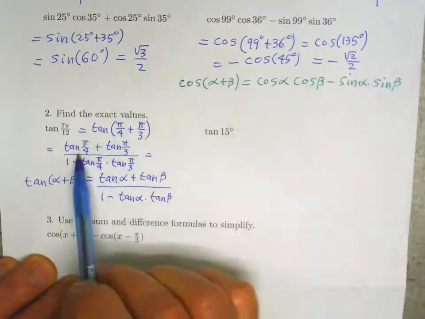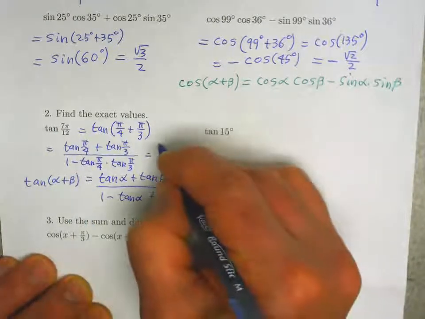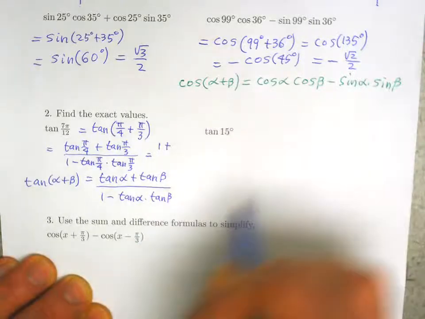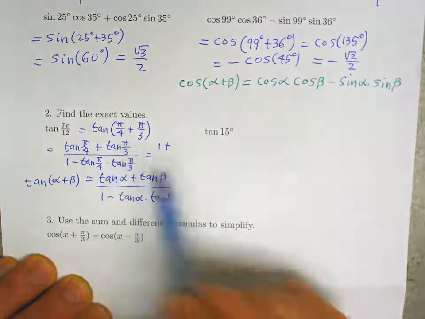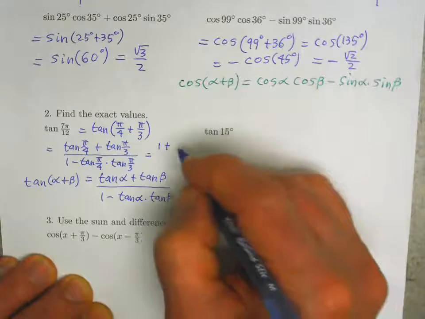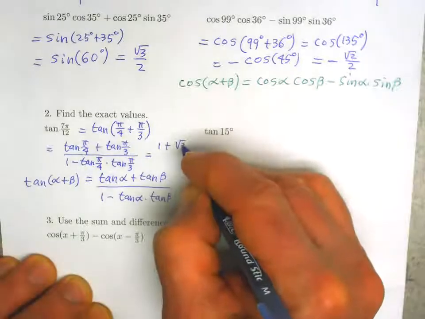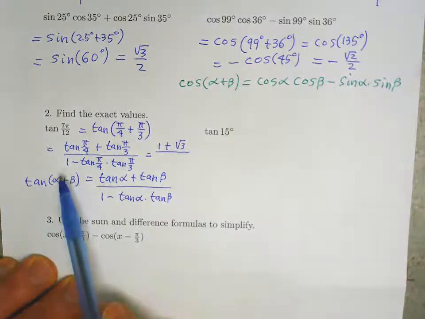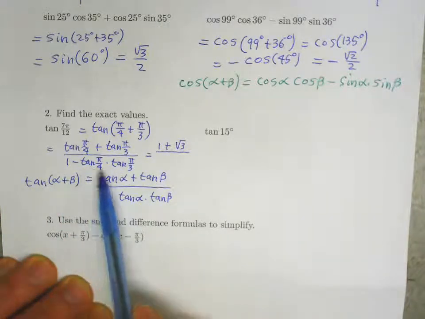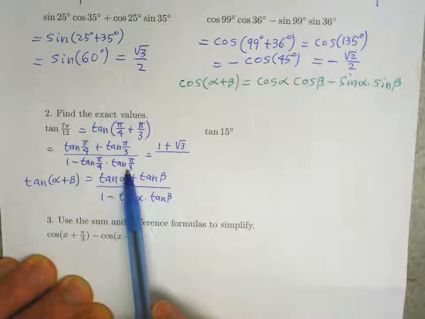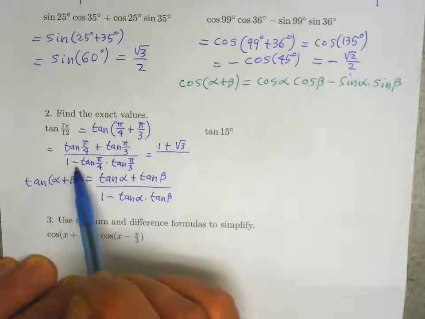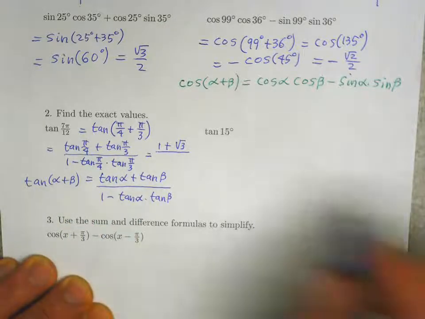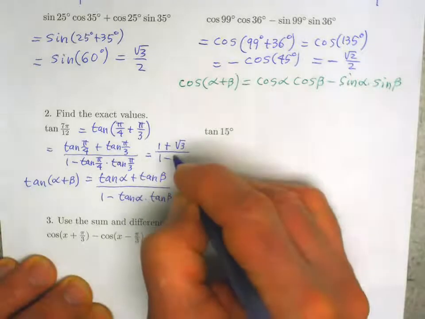Okay, the tangent of pi over 4 is 1. Tangent of pi over 3 is the square root of 3. And then in the denominator, 1 minus the tangent of pi over 4 times the tangent of pi over 3. So this will be 1 minus 1 times the square root of 3, or 1 minus the square root of 3.